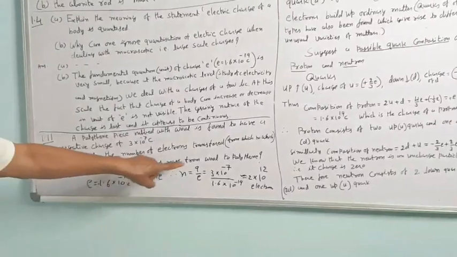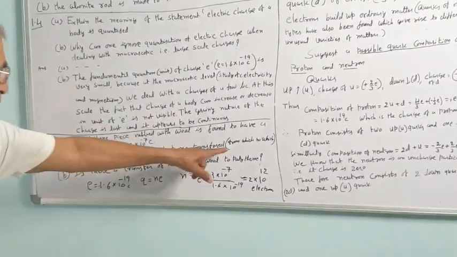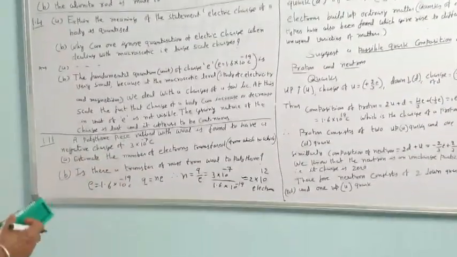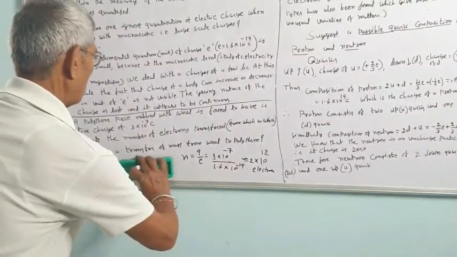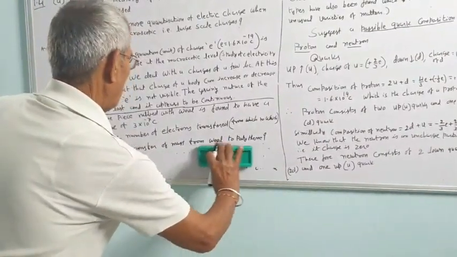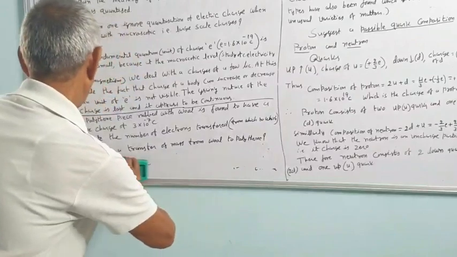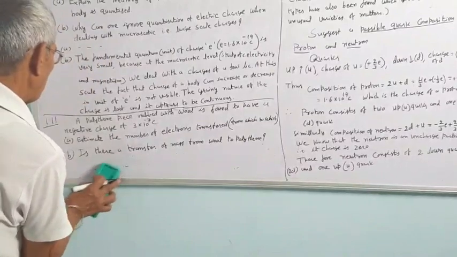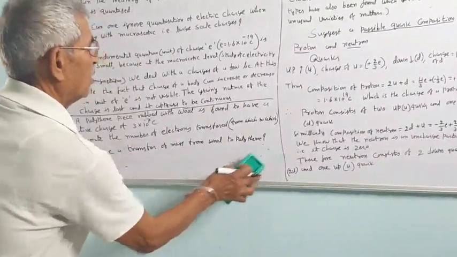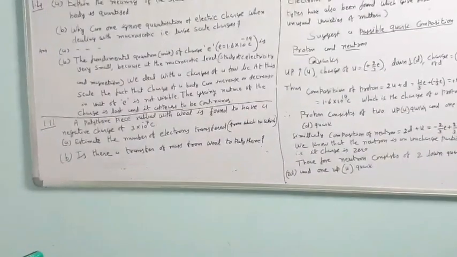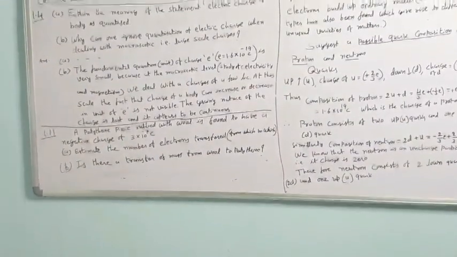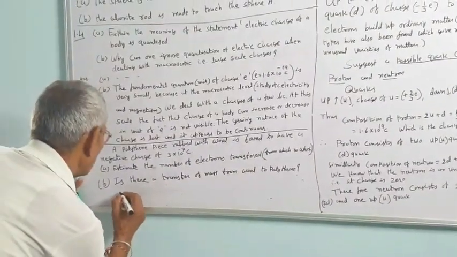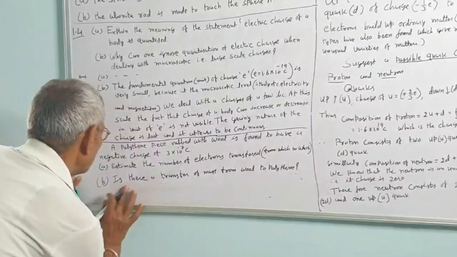Is there a transfer of mass from wool to polythene? From which body to which body? Electrons will transfer from wool to the polythene piece. Wool will lose the electrons and become positively charged, and the polythene piece will gain the electrons and hence become negatively charged. Is there any transfer of mass? Yes, but negligible, as the electron has negligible mass.